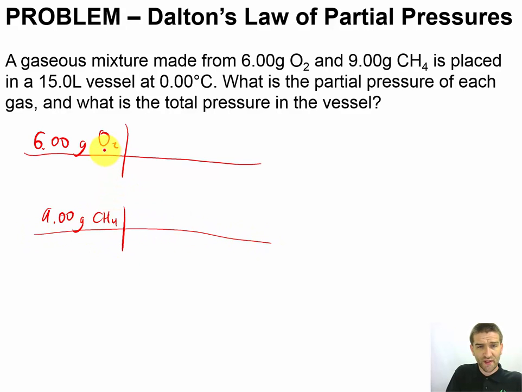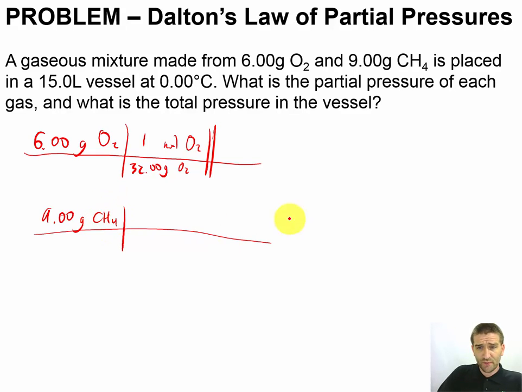So we'll need our molar mass. For oxygen, that's going to be 16.00 times 2, so that'll be 32.00. So 32.00 grams of O2 in 1 mole of O2. We'll set up the problem and we'll grab the calculator in just a moment.